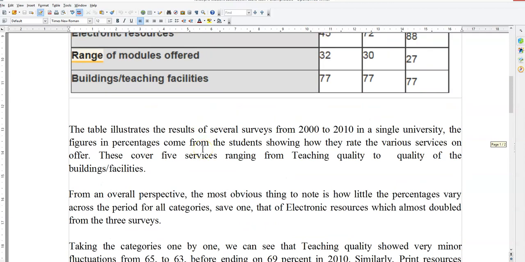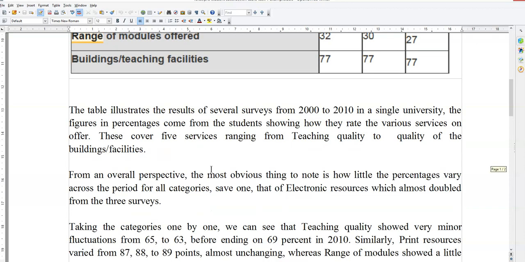Make sure you get as much of the information in as possible. It's in this year, in this place, it includes this, it covers X, Y, Z, etc. The next thing that we need is an overview. Only key features. As I've said, the most obvious thing here is how little the percentages change. There's only 1 exception, electronic resources, which is double. Everything else is either identical or very little change. So that's it. There's not a great deal there.